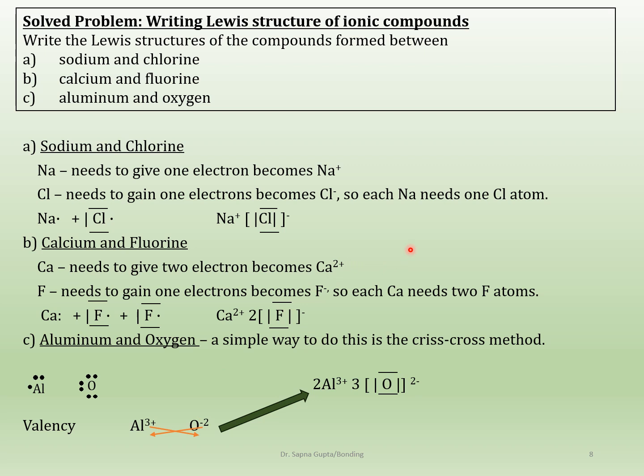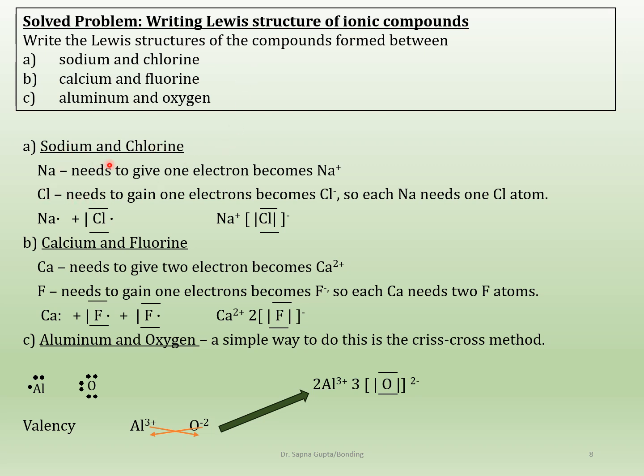So just to go over how this works, because I know you have done this before, but we'll go over this with some of the problems so you understand this, because the Lewis structure of ionic compounds is really very easy to do. So form the structures between these elements over here. The first one is sodium and chlorine.